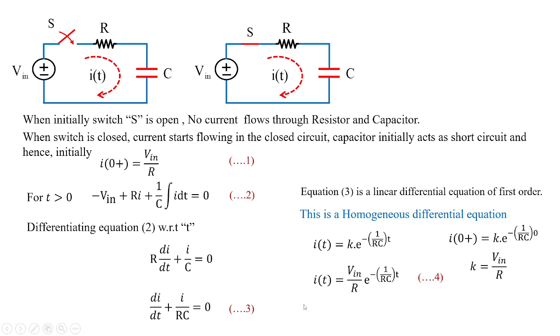Now, if you look into this equation 4, this is an exponentially decaying curve. So for this, we're going to get the waveform in this fashion. There is a curve which is drooping in nature, exponentially drooping in nature. So this analysis we have done with the differential equation approach.